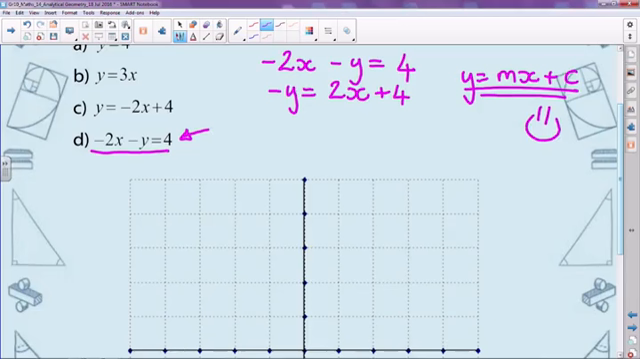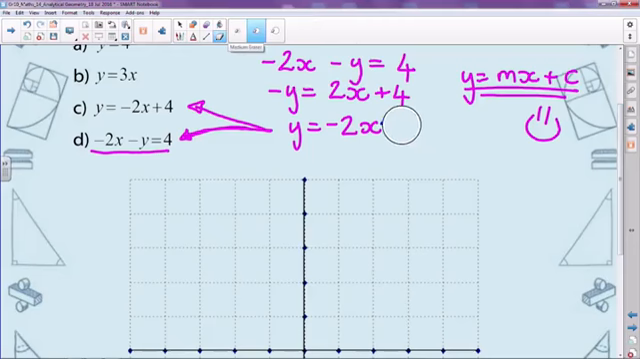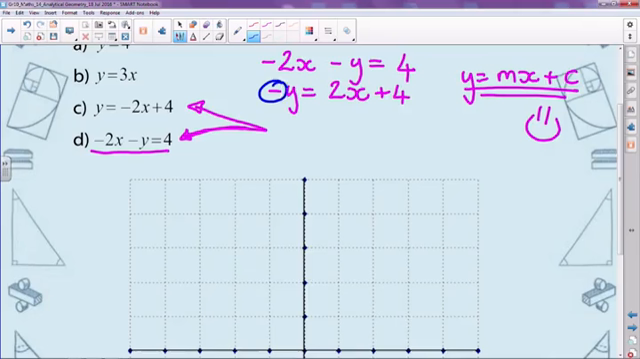Okay, so I'm rearranging everything to get this. What do you notice about that and that? They are the same. Do you know why they're the same? Because I made a mistake. I should have multiplied everything by a negative. So that was positive, and that would give me y is equal to negative 2x minus 4. Phew! Aren't we glad we caught that? Yes, we are.